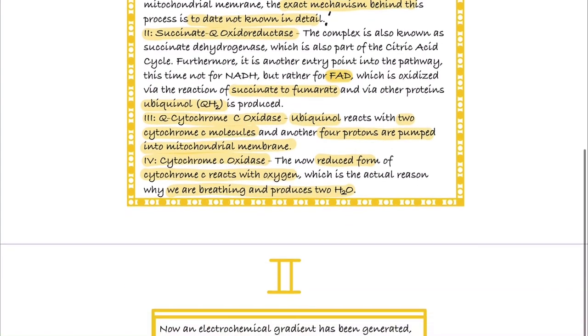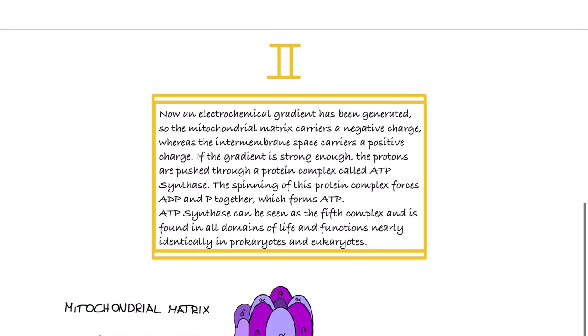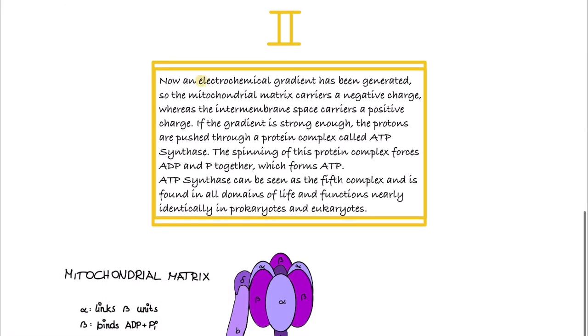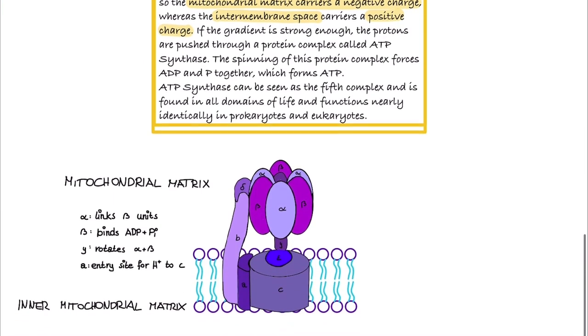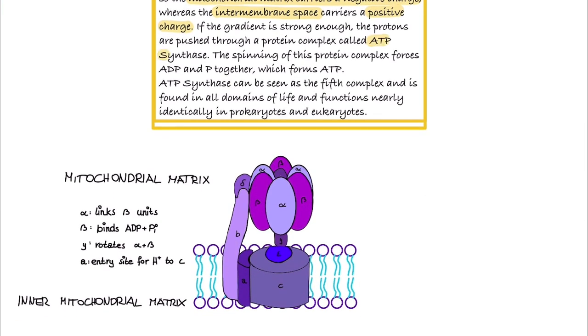So now to the second part, we now have an electrochemical gradient. The outside of the mitochondrial membrane carries a positive charge, whereas the inside carries a negative charge. If the gradient is strong enough, a protein complex called, as I mentioned before, the ATPase synthase is activated. This can be seen as the fifth complex. And it's very special because it's found in all domains of life and it functions nearly identically.